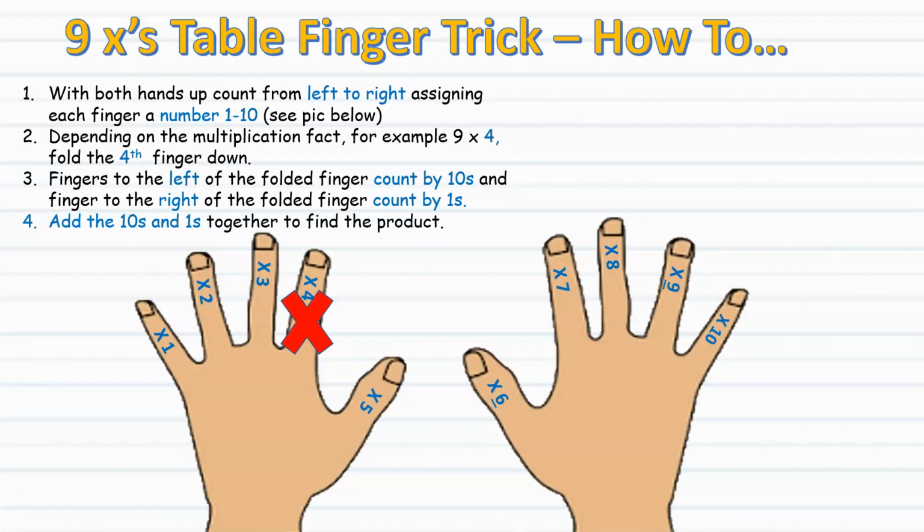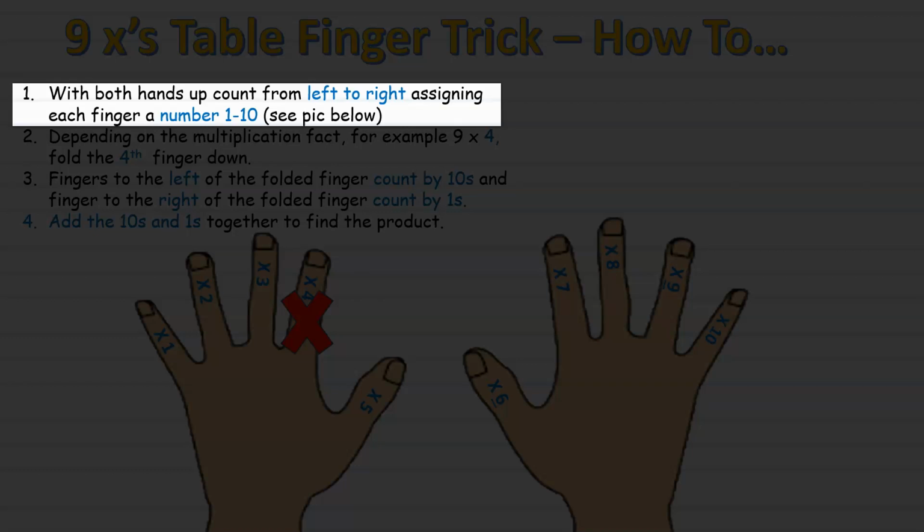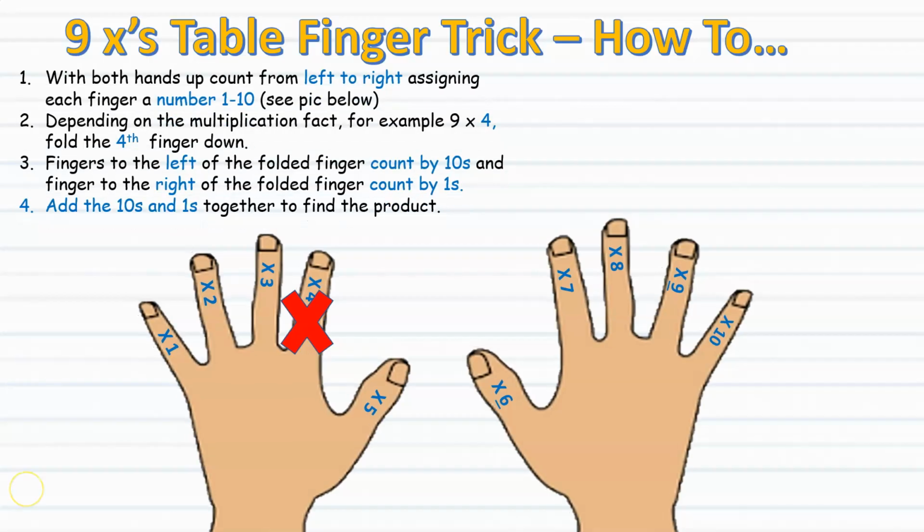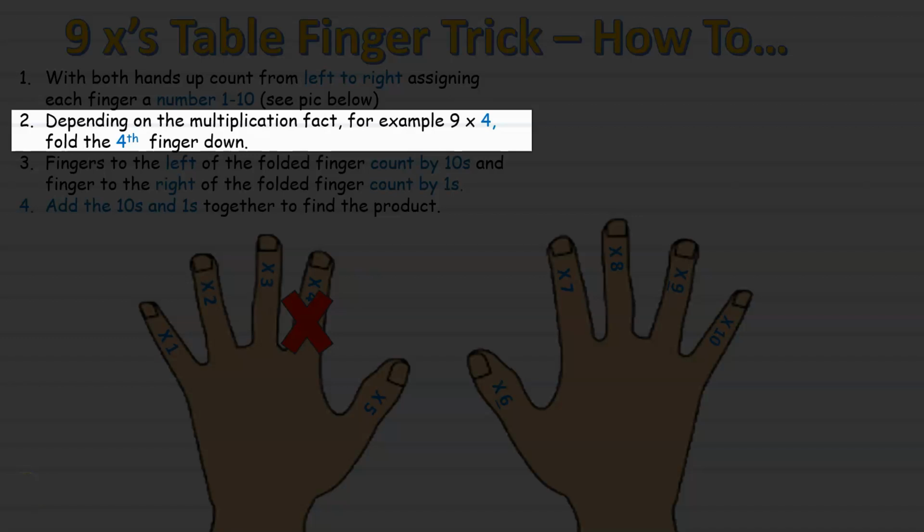The first strategy that I'm going to share with you to help us learn our 9 times table facts is what I like to call the finger trick. As the name suggests, we're going to be using our fingers. So this is how it works. First, put both hands up in front of you, and from left to right, you're going to assign each finger a number, 1 through 10, as you can see in the picture down below. Next, depending on the multiplication fact, as long as 9 is one of the factors, the other factor determines which finger you will fold down.